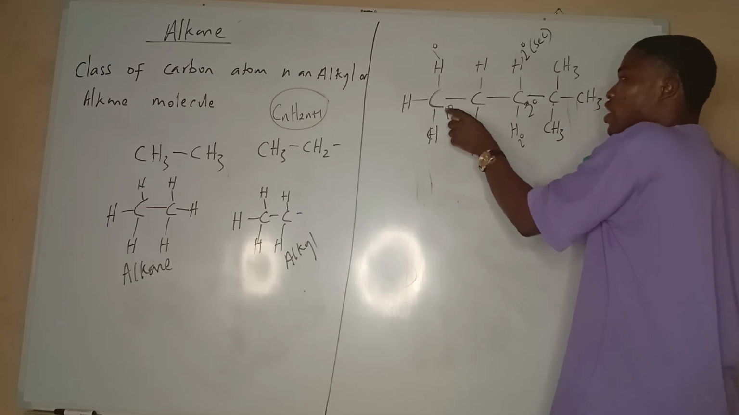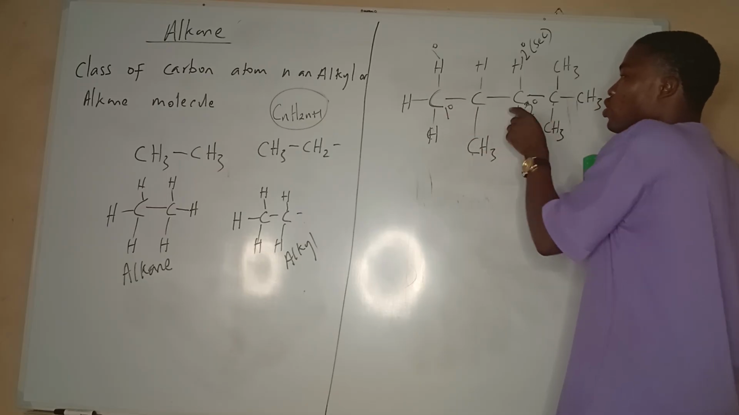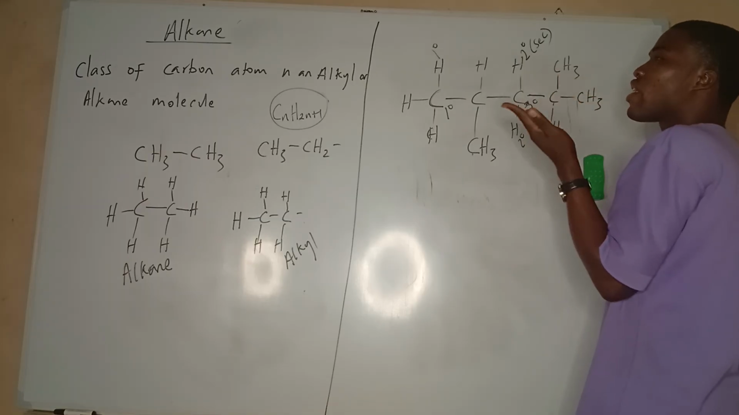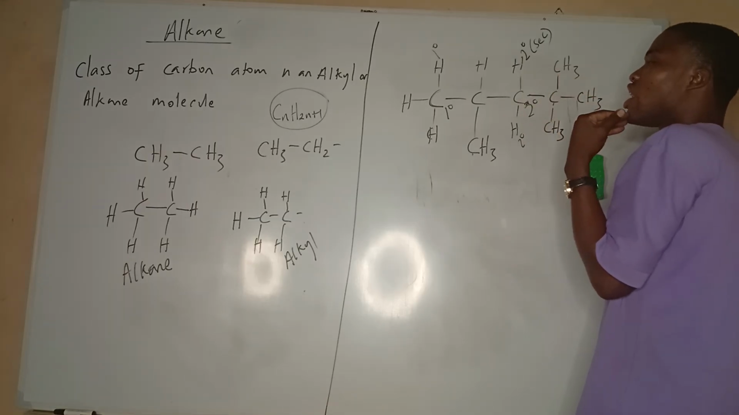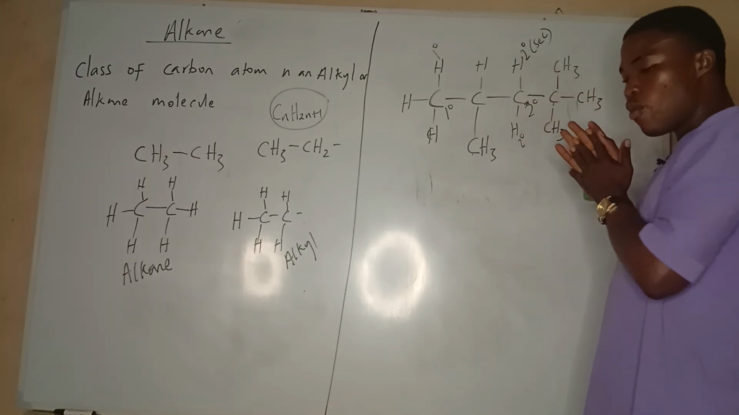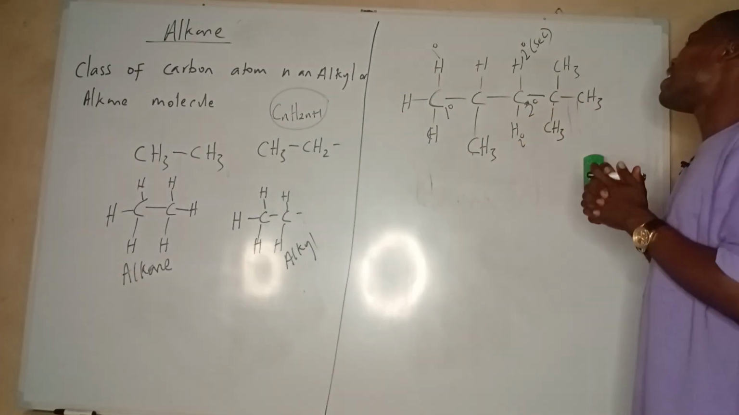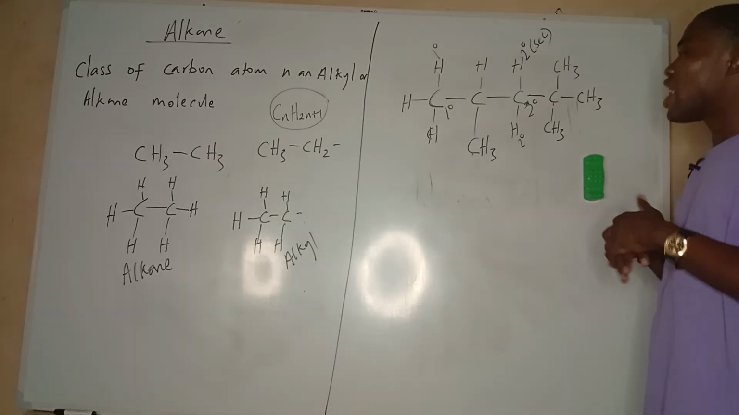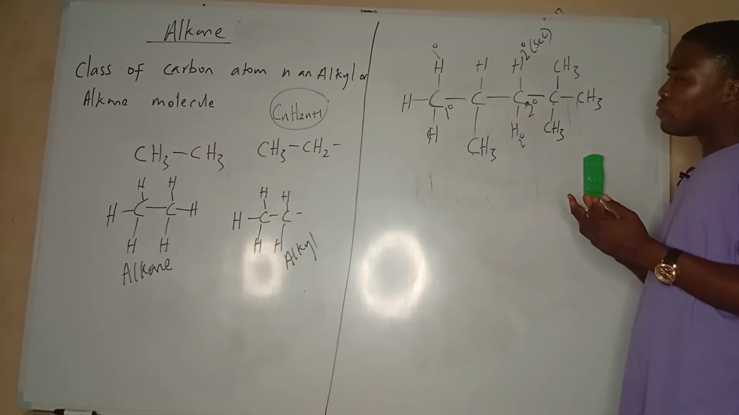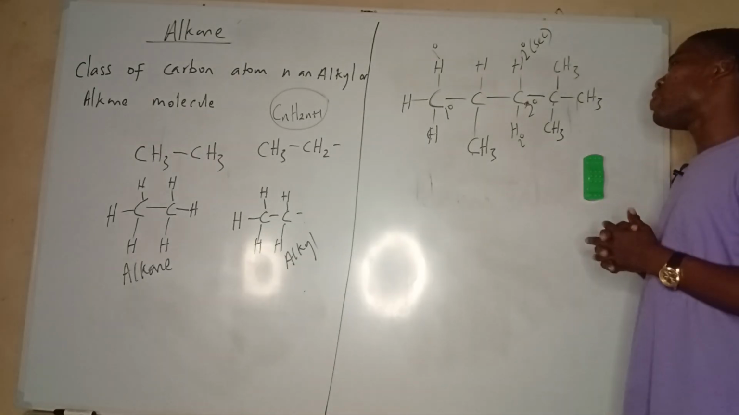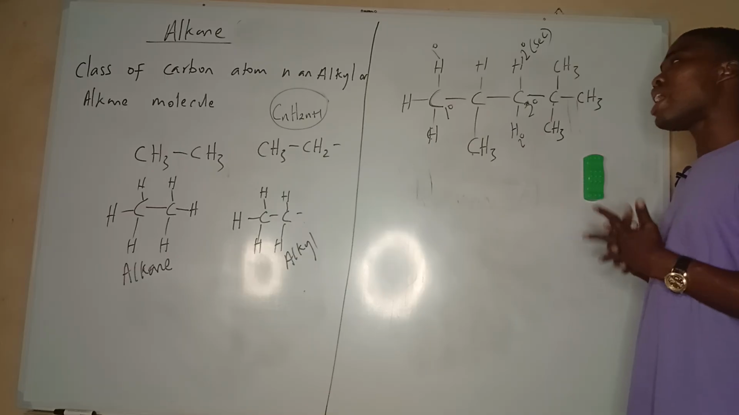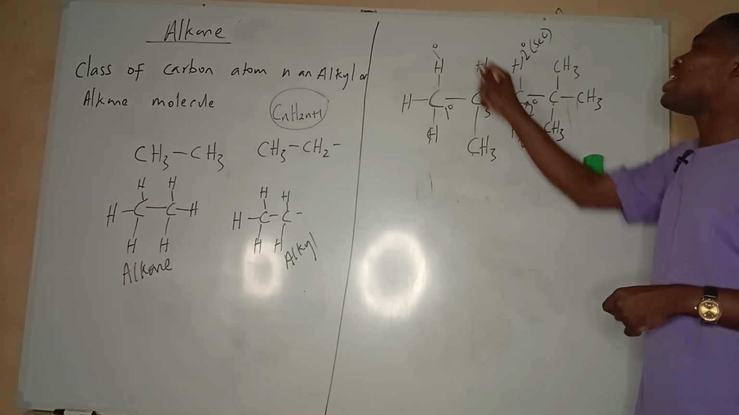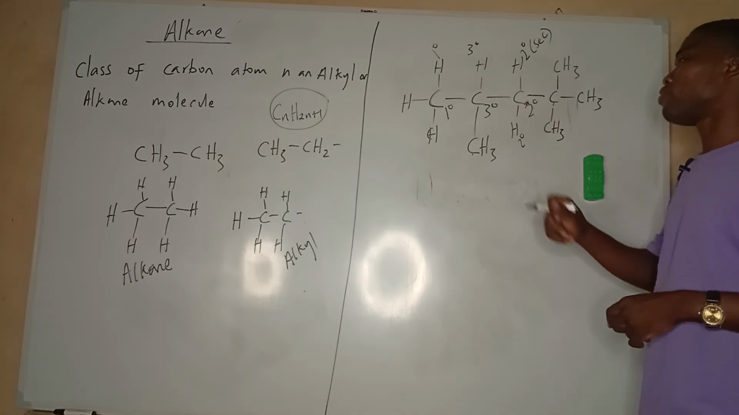This carbon is attached to three different carbons: one, two, three. And it has just one nitrogen attached to it. So when you have an alkane or alkyl, and you have one hydrogen attached to a carbon, and that carbon has three other carbons, such a carbon is referred to as a tertiary carbon, and the hydrogen is a tertiary hydrogen.